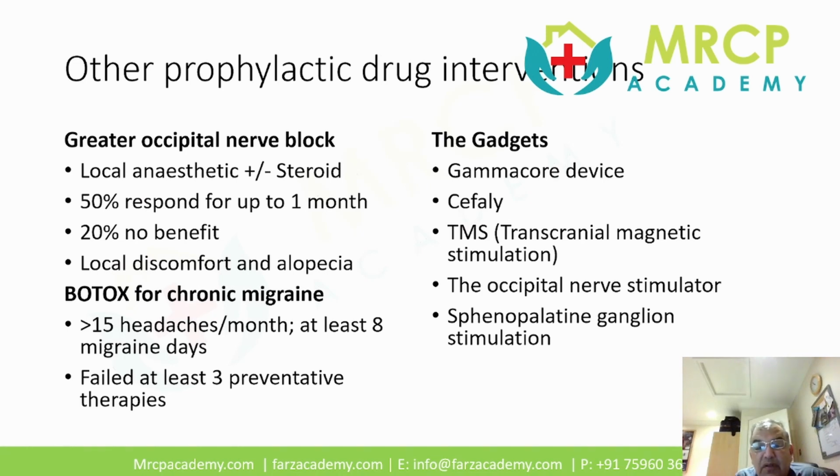Apart from prophylactic drug interventions, we can do other things to help the patient. An occipital nerve block can be offered, to which half the patients do show a response, but up to 20% show no benefit. Or we can use botulinum toxin, but they should have been offered at least 3 prophylactic medications, and if they fail these, then we can consider botulinum toxin, where they need to come in for an injection.